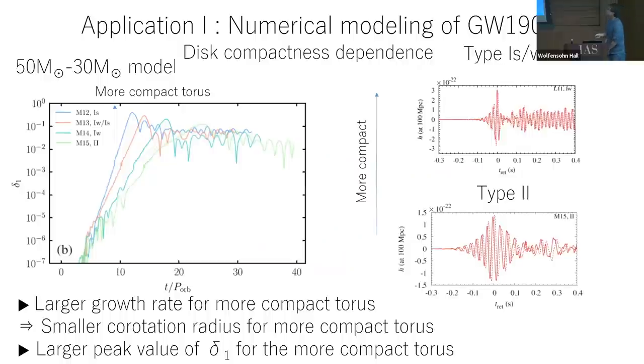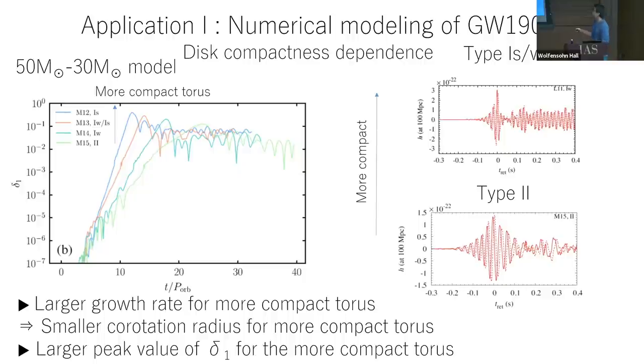And next we're gonna explore the disk compactness dependence. This is the delta one normalized amplitude evolution for a model with the same torus mass, but different torus compactness. From green to blue, from here to here, the compactness increases. We found a larger growth rate for a more compact torus, because of the smaller rotation radius for a more compact torus model. We also found a larger peak value of delta one for a more compact torus.